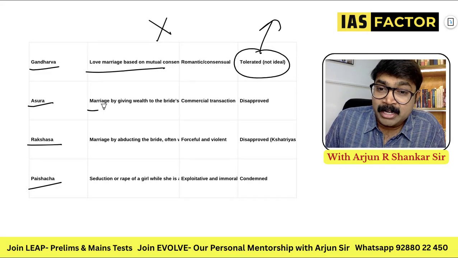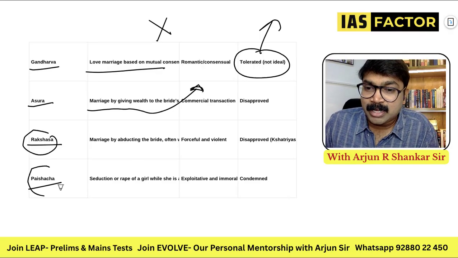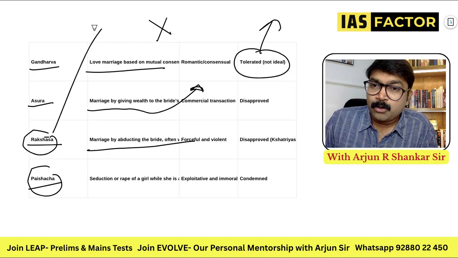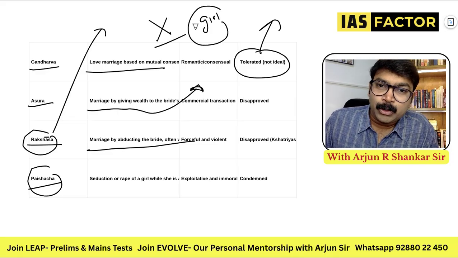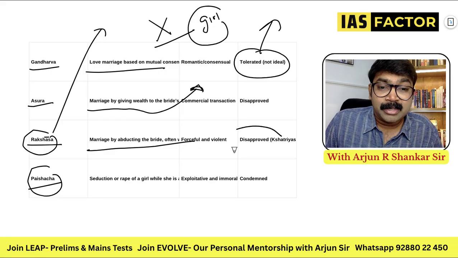Asura means marriage by giving wealth to the bride. It's a commercial type of marriage and is disapproved. Rakshasa and Paishacha are marriage by abducting the bride. You see that there is a girl here. You go and abduct the girl. You take the girl and you marry her. That is Rakshasa. Kshatriyas do this.